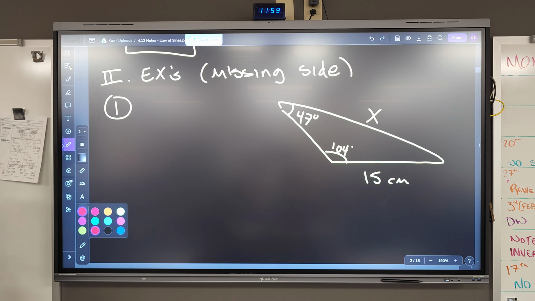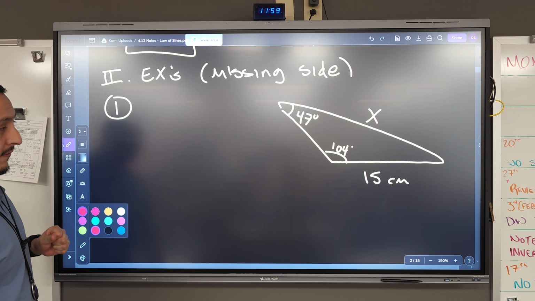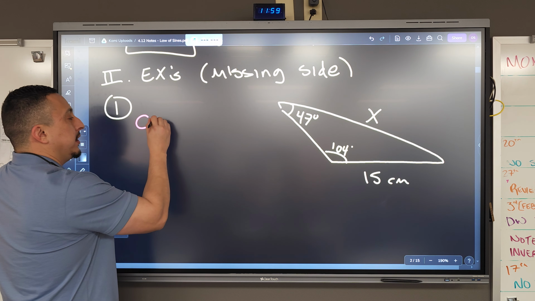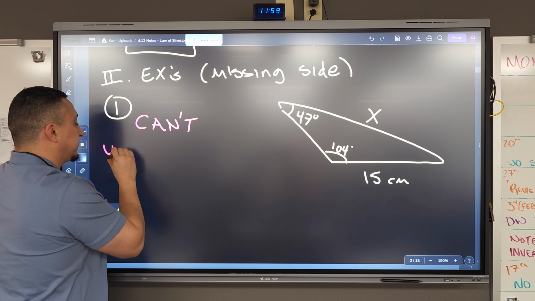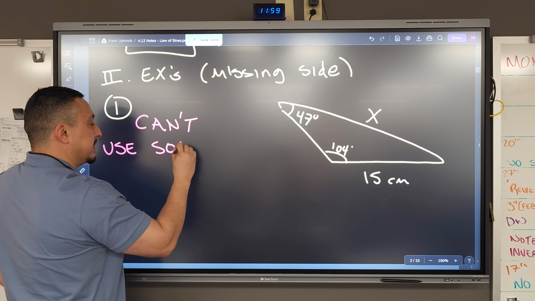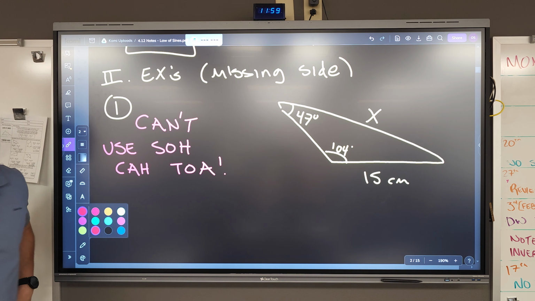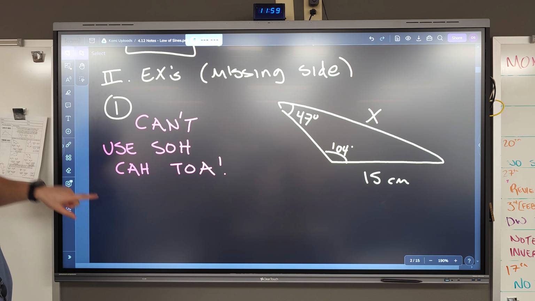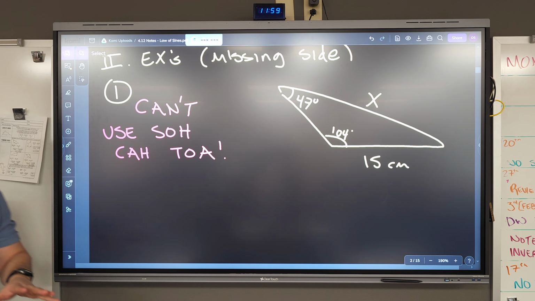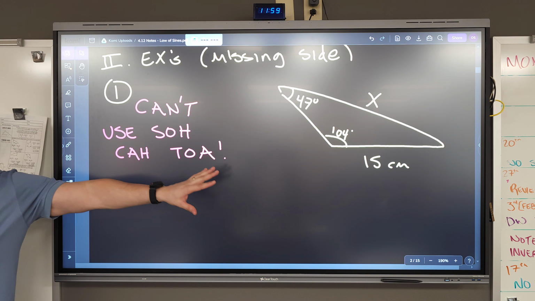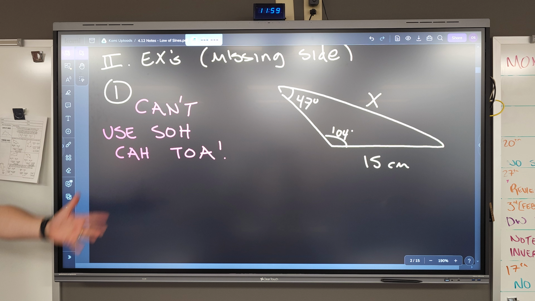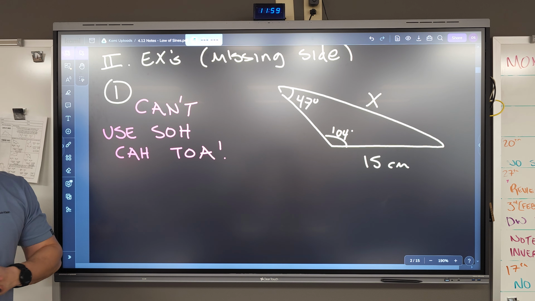Okay, so this is the first time you ever do a problem like this. So let's first of all get this out of the way. You can't use SOHCAHTOA on this. It doesn't work. It only works for right triangles. If you try to do SOHCAHTOA, you're going to get a wrong answer. What's nice about the law of sines is that it works with these triangles and with right triangles, so it's more powerful in a sense because it works with all triangles.